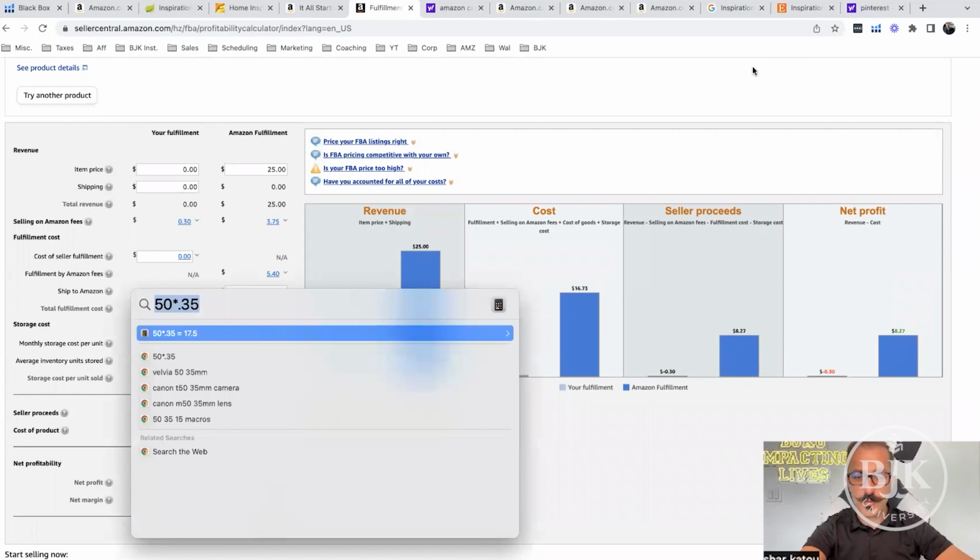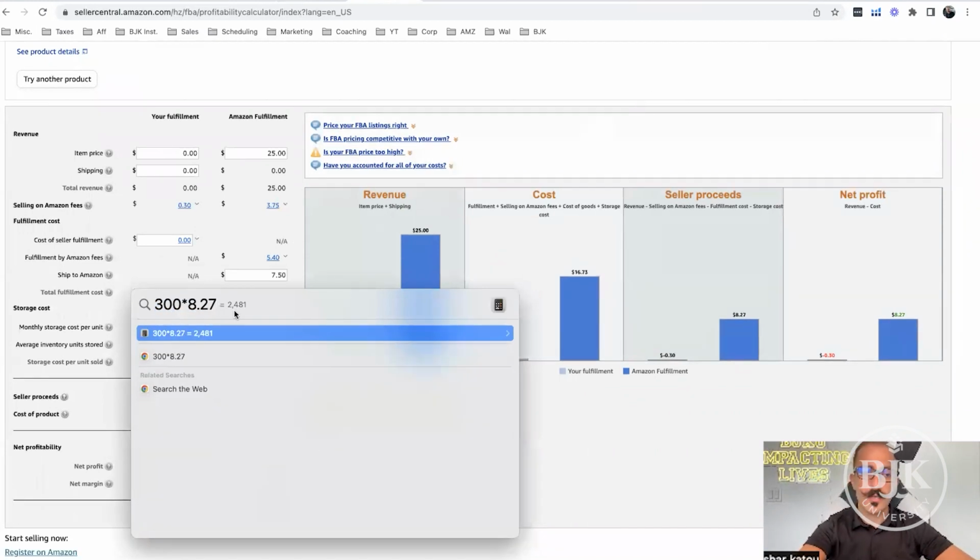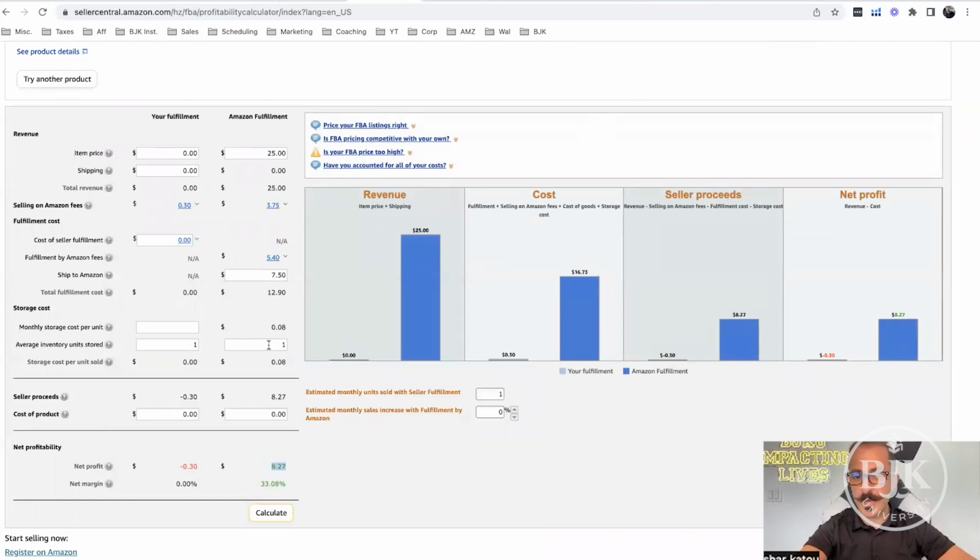Now let's just say that this product is selling 300 units a month times $8.27. That's about $2,400. That's not too bad. Am I saying you're going to profit $2,400? No, but I'm saying if that's the case, then that's not too bad, right?